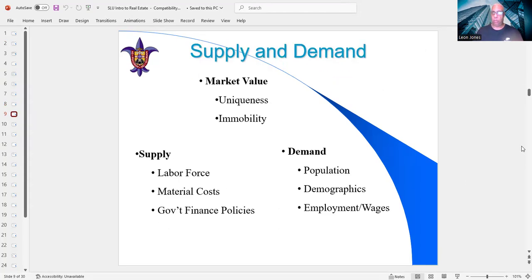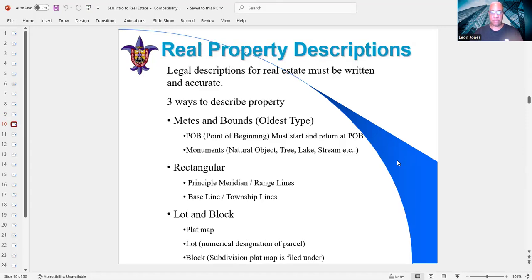Now, economics is basically supply and demand. So we deal with market value. Market value has a uniqueness to it, and there's also immobility. Now, when you have your supply, that's your labor force, material cost, government finance policies. And then when we deal with demand, that's your population, employment and wages, and demographics.